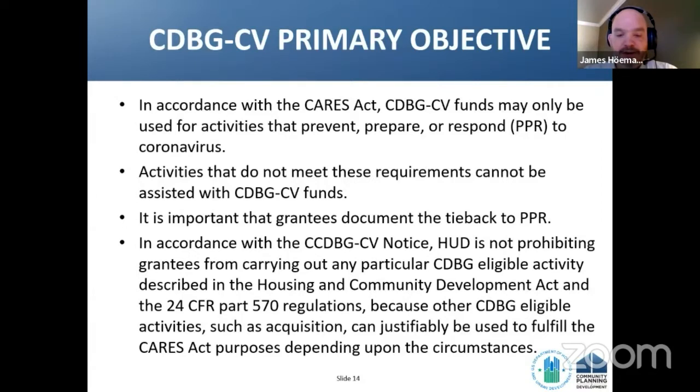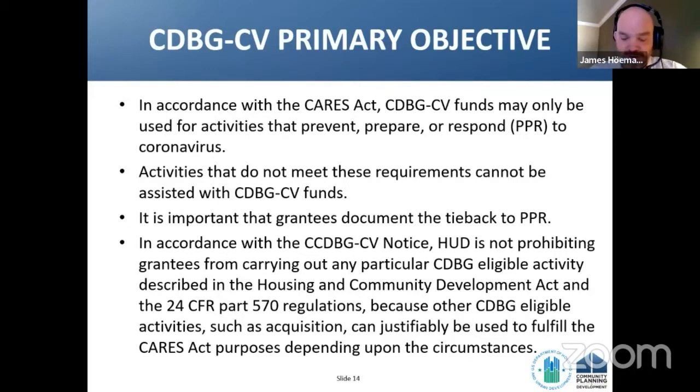And we did put out a document that should be in the resource section here on the website for the conference. If not, we'll make sure that gets put up, that we affectionately refer to as the PPR tieback document. It goes through and lists out some suggested ways that you could document the tieback. I will say there's not one way of doing it. You certainly have flexibility in doing so, but it is crucial that you have that documentation to tie that back, if you will, to how it addresses the coronavirus.